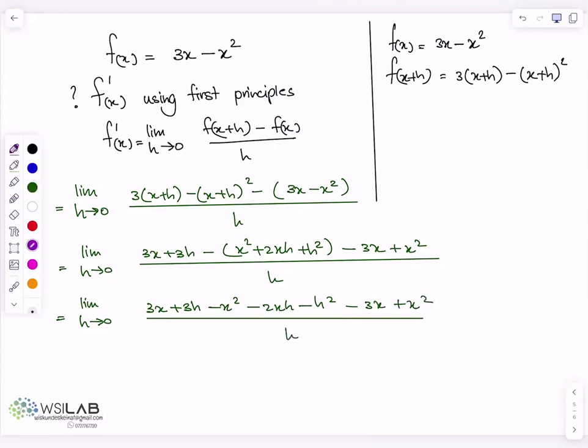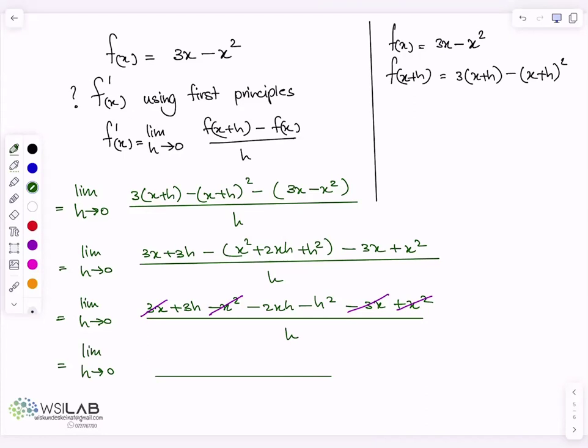Now, those two things must cancel. That one must cancel. That one must cancel. See that? Yeah, those two will cancel, and those two will cancel. Okay, awesome. How will I get rid of the h at the bottom?